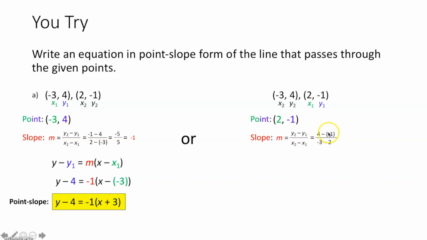What's 4 minus negative 1? That's the same thing as 4 plus 1. It's going to be 5. And then negative 3 minus 2 is going to be negative 5. Now what's 5 over negative 5? That's negative 1. These match up as they should.